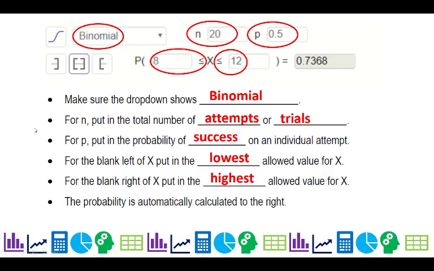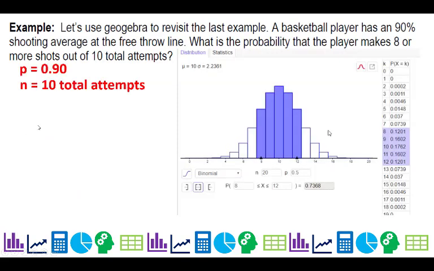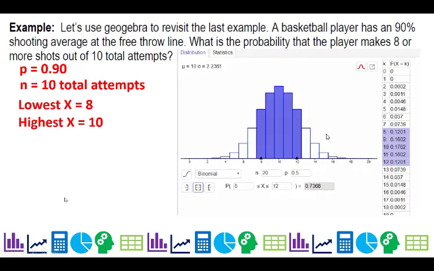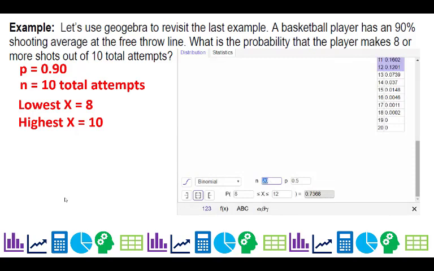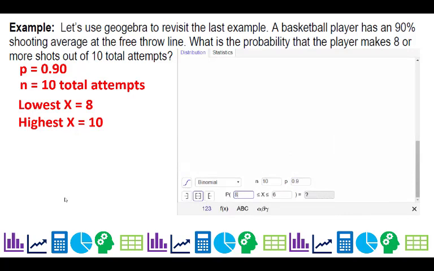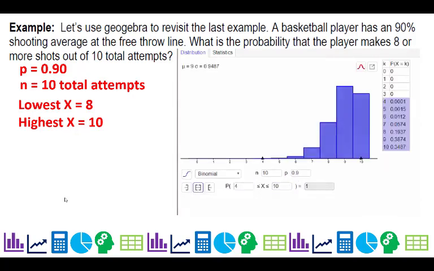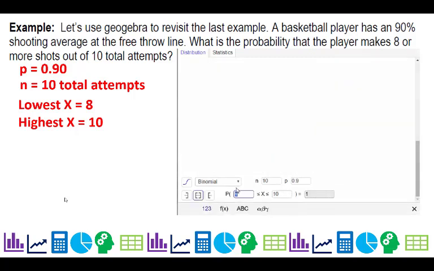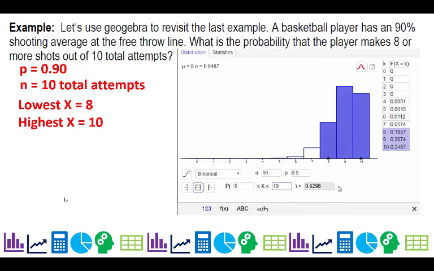So let's take a look at our example again. First of all, we still have the same values. Now we're going to use GeoGebra to calculate the probability for the same example. So first we need to change n. We said the total number of attempts is 10. And the probability for this is 0.9. And then the lowest value for x we said was 8. And the highest value is 10. Oops, that did not take there. Let's make sure that's an 8. And now you can see that the probability that the person makes 8, 9, or 10, which is 8 or more shots, is 0.9298.